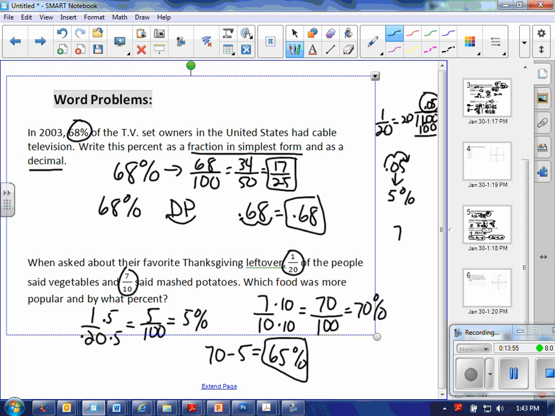Now, 7/10. That's pretty easy. You should know that 7/10 is just 0.7. Again, if you took 0.7 as a decimal and moved it to the right twice, that'd be 70%. And the difference, again, would be 65%.